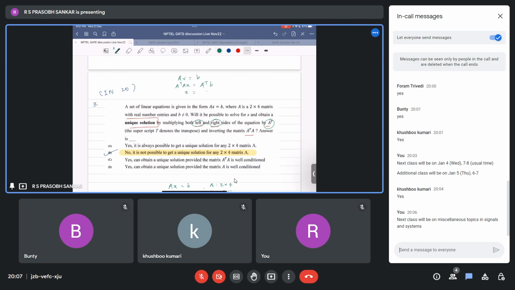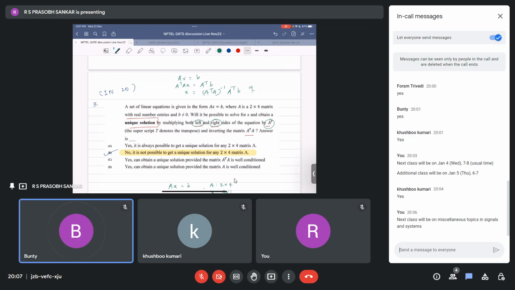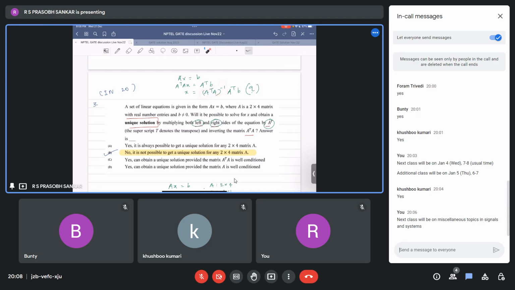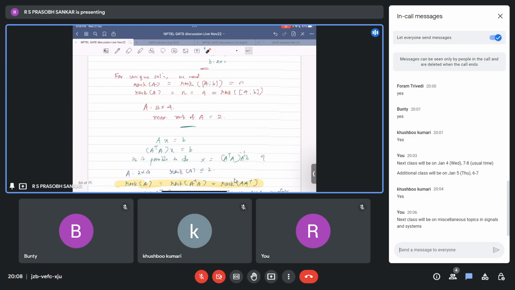So what they're asking is, can I write the solution to be A transpose A inverse times A transpose B? Can I do this? That's the question. Can I get a unique solution by doing this? Is that okay? Now the main thing here is that we need to see if we can find this inverse. Is the matrix A transpose A invertible? That is the main thing.